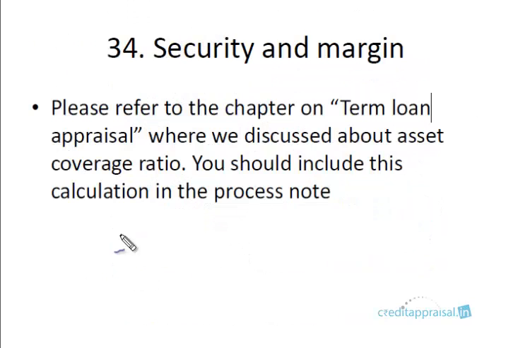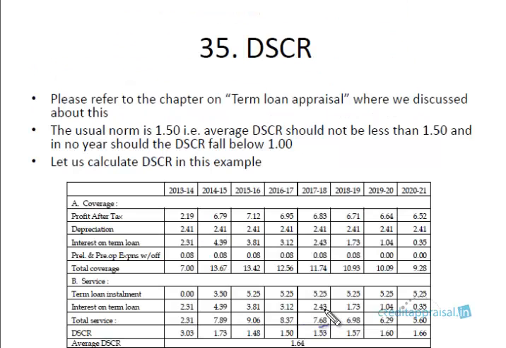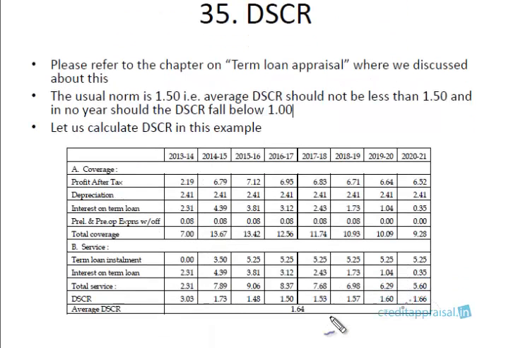Security and margin is something you have to calculate. We discussed something called the asset coverage ratio. If you recall, in the chapter on term loan appraisal, you need to calculate this ratio and include it in your process note. DSCR again, please refer back to the chapter on term loan appraisal. We are not going to discuss what DSCR is or how it is calculated; we had an in-depth discussion on that. For this company, we are calculating DSCR as 1.64. This is greater than 1.50, the benchmark norm.